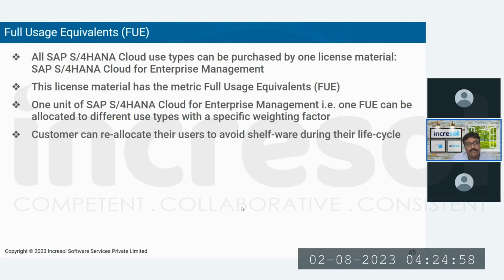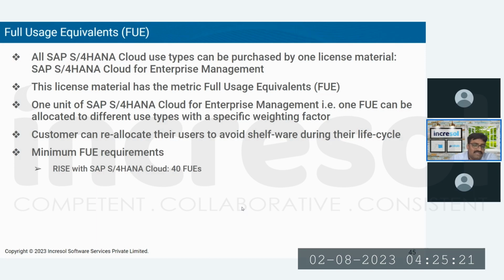Previously you didn't have that flexibility. For example, if you have worker user licenses, you can use them as worker users only. You can't convert them to professional. Or if you have professional, you cannot convert to some other category, right? So to give that flexibility to companies and customers, SAP came up with this new approach. They will measure on FUE, but you can create the user types in whatever manner you want, but the metric should not exceed. That's the criteria.